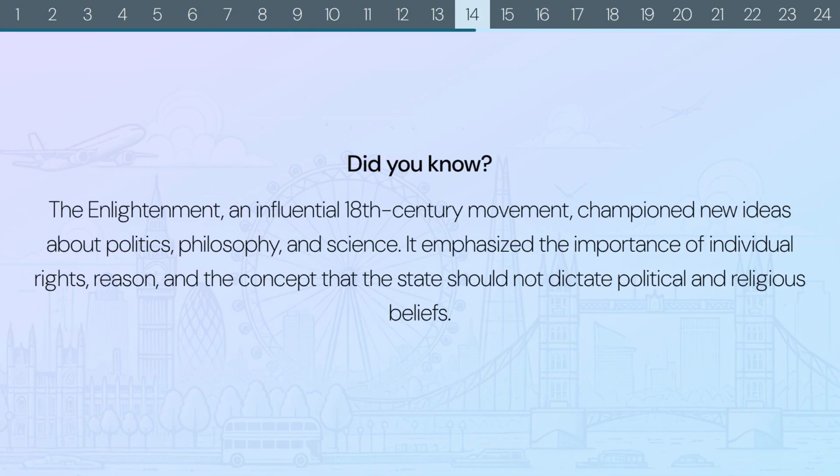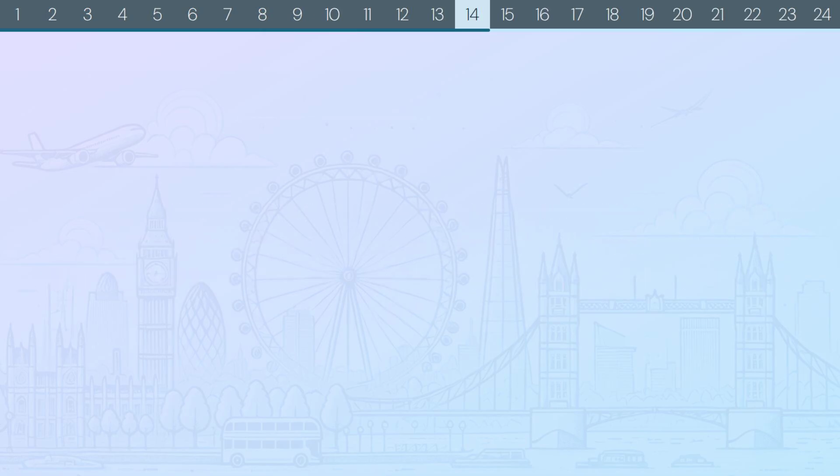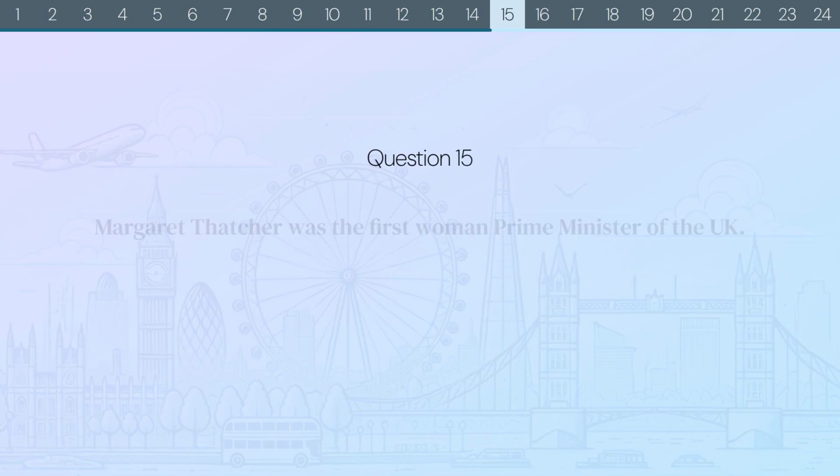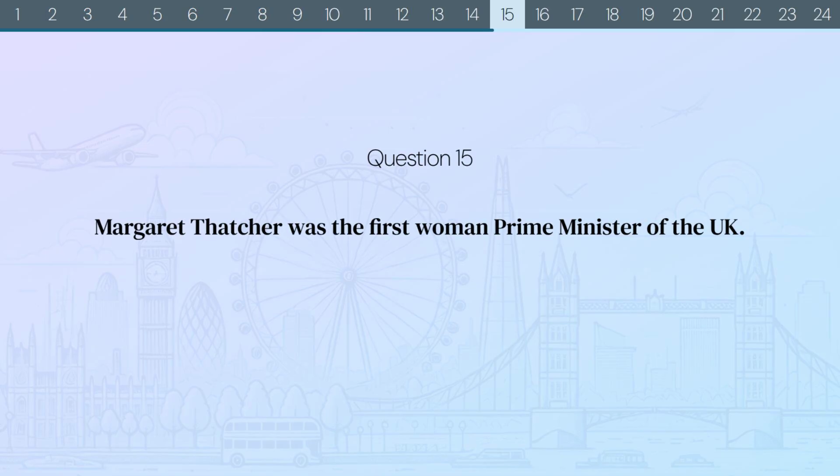Did you know? The Enlightenment, an influential 18th century movement, championed new ideas about politics, philosophy, and science. It emphasized the importance of individual rights, reason, and the concept that the state should not dictate political and religious beliefs.